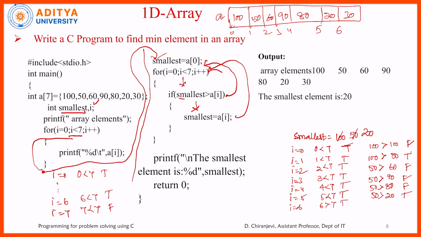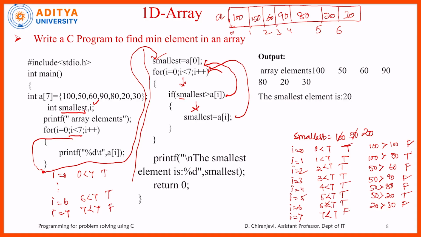If this is true, this time again you will check the smallest value. The smallest value is currently 20, and 20 greater than a of I, value of I is 6, a of 6 is 30, so 20 greater than 30 is false. If this is false, from the if itself you go back and update I value. So I value is 7, and now you check 7 less than 7, which is false.